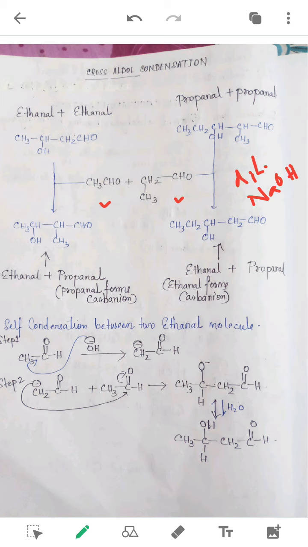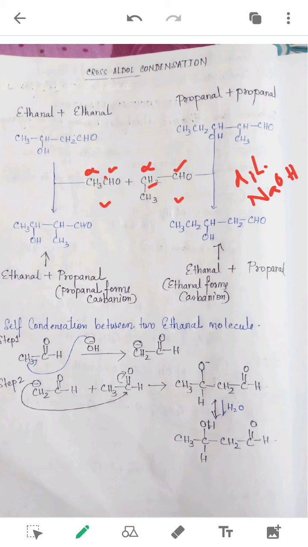So what are alpha hydrogens? The functional group is a CHO group, and this is the carbonyl carbon. Beside the carbonyl carbon is the alpha carbon, and we have the alpha hydrogens with it. In propanal as well, next to the CHO functional group, the carbonyl carbon, the next carbon becomes the alpha carbon, and with that we have two hydrogens, so these are the alpha hydrogens.